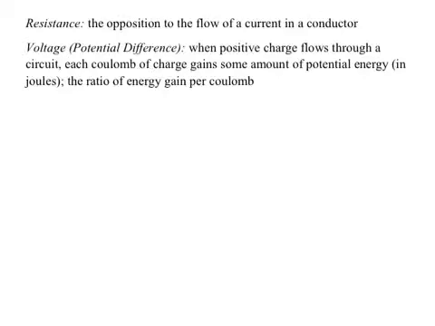The second definition we have to make is called voltage, and voltage is really defined as a potential difference. This happens when a positive charge flows through a circuit, and each coulomb of charge gains some amount of potential energy in joules as it flows through the circuit. We're looking really at the ratio of energy gain per coulomb. Remember that a voltage source or a battery has two nodes, a positive and a negative node, thus creating the potential difference between them, enabling the positive flow to go through the circuit.